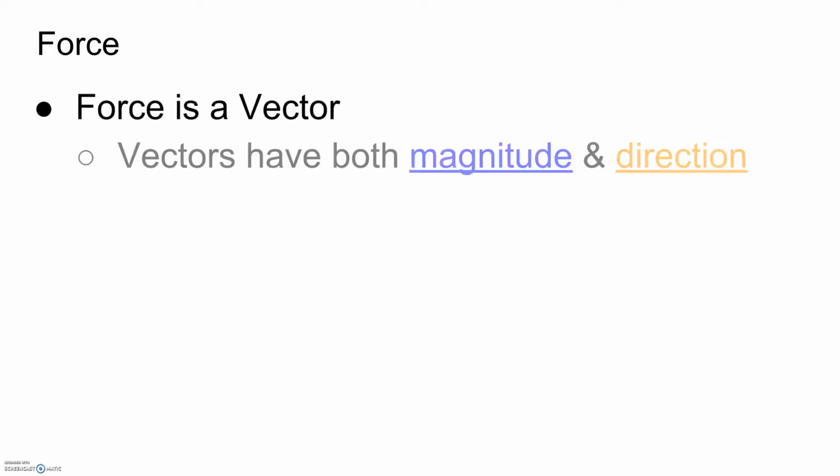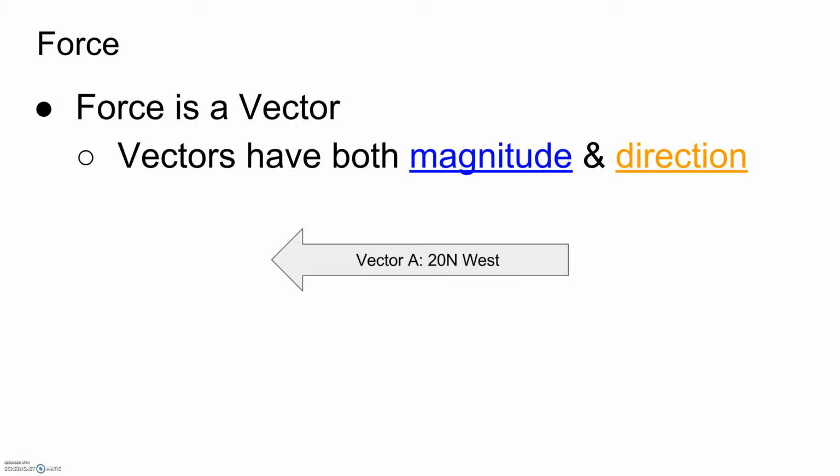Force is represented using a vector, in which vectors have both magnitude and direction. Here's an example of a vector. Vector A is 20 newtons west. 20 newtons is the magnitude, west is the direction. So if I put up a second vector, vector B, and we want to know what this vector is representing, we have to find the magnitude and direction.